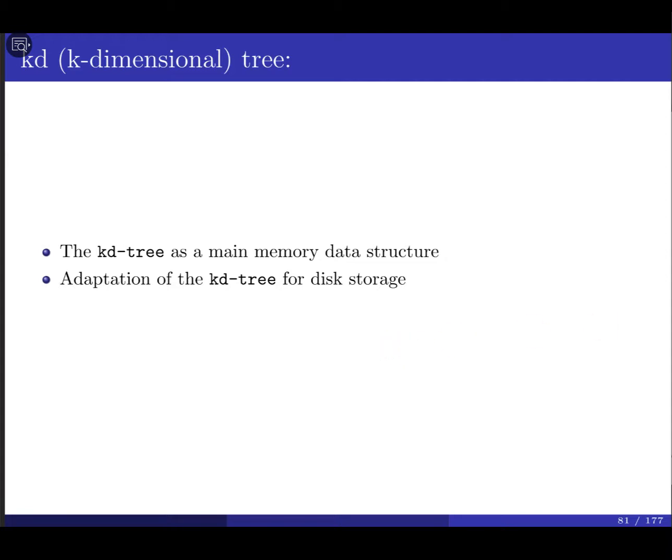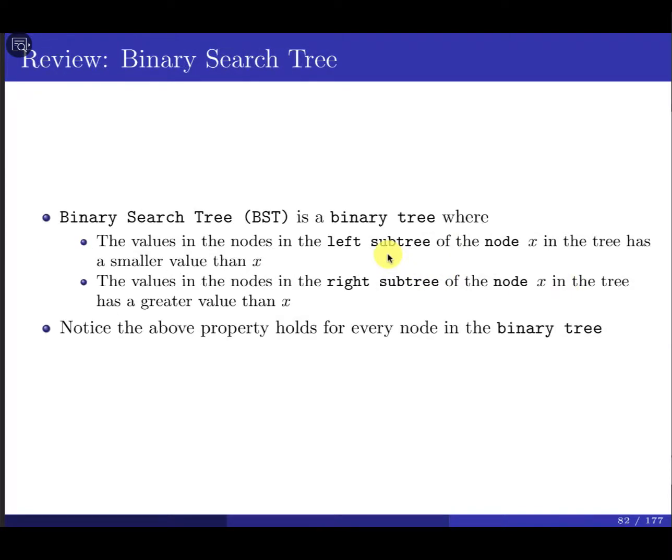Okay, first, you are familiar with the binary search tree. The binary search tree has the following properties. We have a node here in the middle. For all the nodes in the left subtree of this node X, all the values must be smaller than the value of X. And all the nodes in the right subtree of the node X have values greater than the value of X.